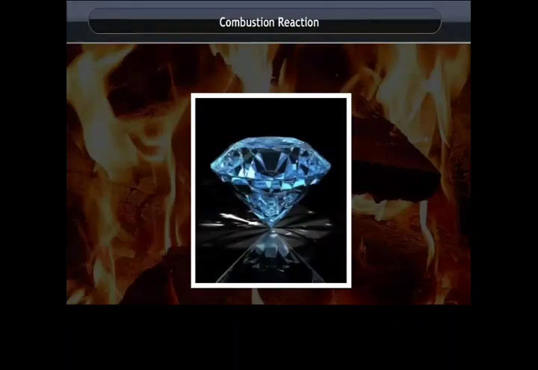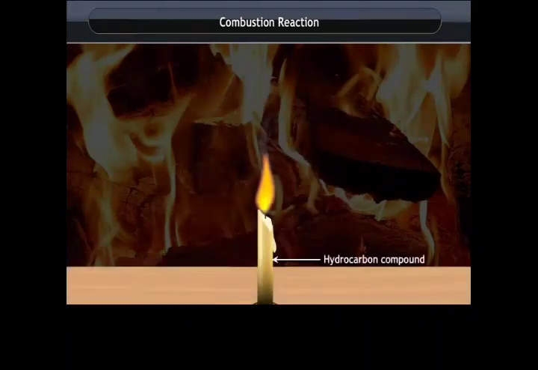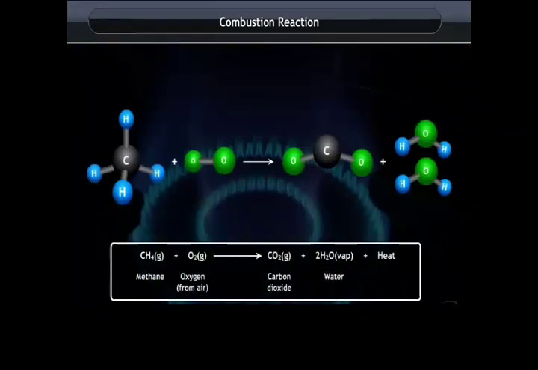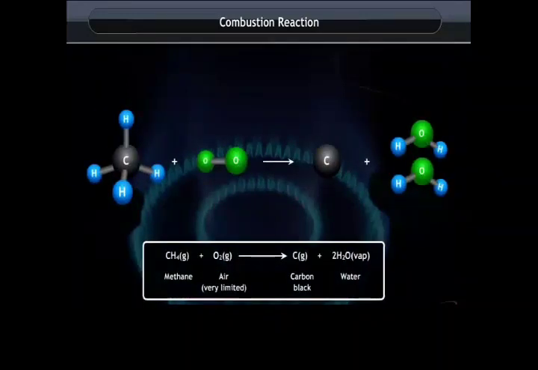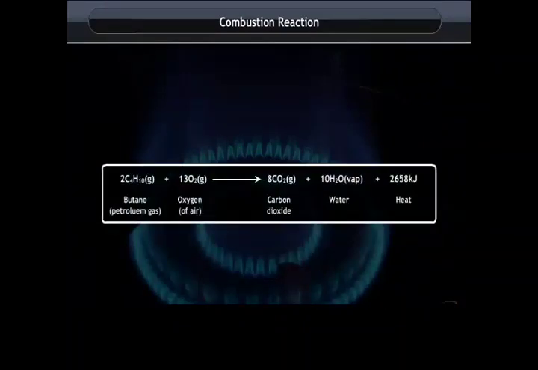Combustion reaction. Most of the carbon compounds except diamond, like the hydrocarbons, when burnt in air or oxygen, produce a large amount of heat, carbon dioxide and water vapor. Hence they are used as fuels. For example, methane burns with a blue flame in air. In a very limited supply of air, methane gives carbon black. Butane burns with air, also gives carbon dioxide and water, and a large amount of heat is released.